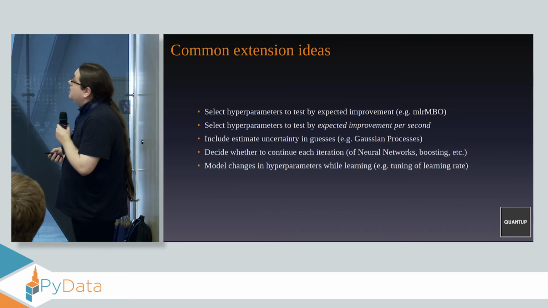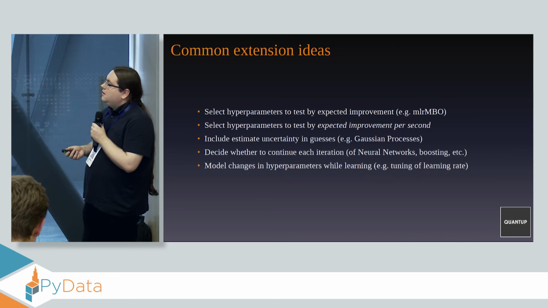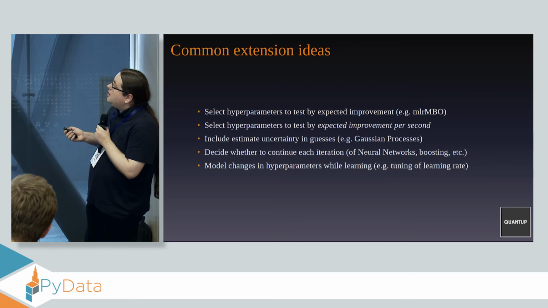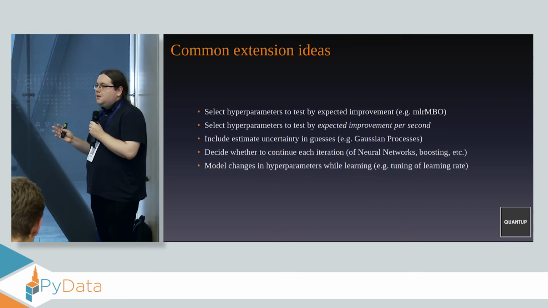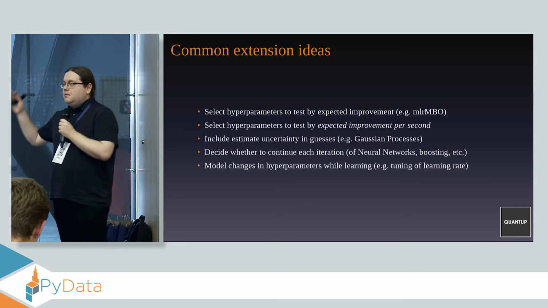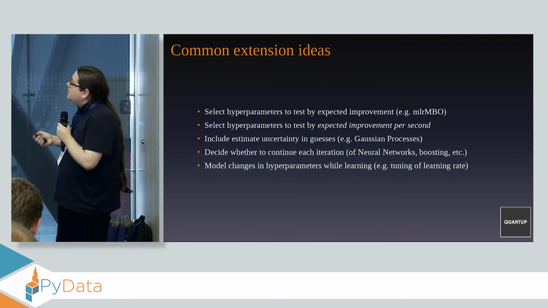And there are some popular common extensions of these ideas. You can search hyperparameters not just by picking them at random, but by looking for expected improvement. And as far as I know, this is implemented in mlrMBO. You can actually try to make the model optimize expected improvement per second. So include the time it takes to train a model into the estimates so that, for example, if we know that this model will take more time, more troublesome hyperparameters to compute, it will test it rarely. Include uncertainty in guesses. This is what I showed in the picture.